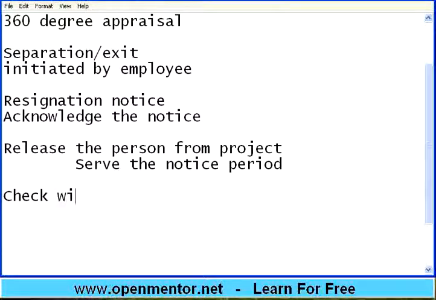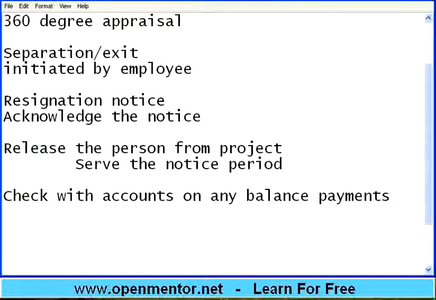Then check with accounts on any balance payments, either to the employee or from the employee. Some companies do provide loans to the employees. There may be dues by the person to the company, right? Or there may be some dues, allowances or perks not given to the employee but to be given to the employee by the company. So the accounts department will first calculate what is due to the employee or what is due from the employee. If it is due from the employee, the person has to pay. It can even be adjusted against the current month's pay.